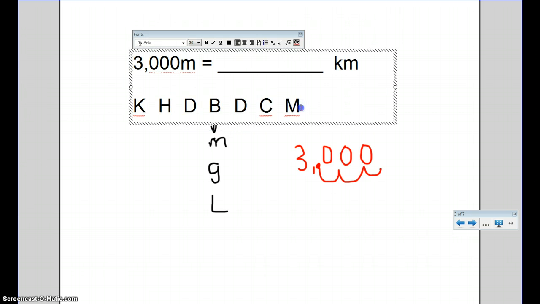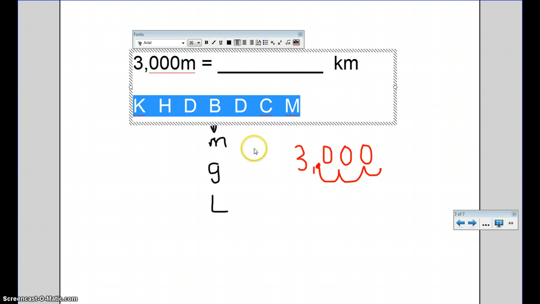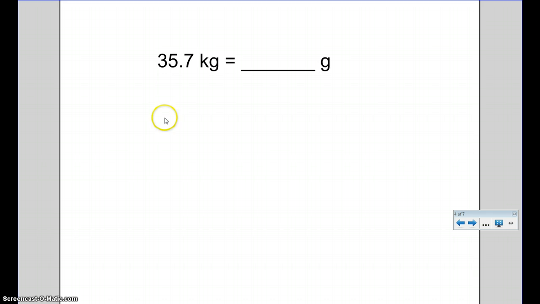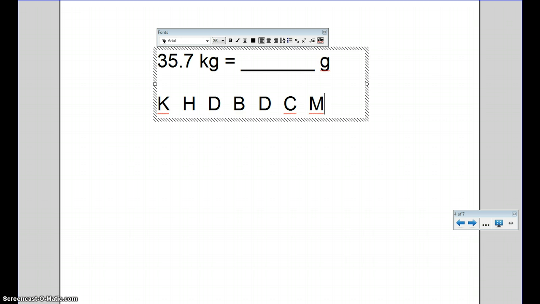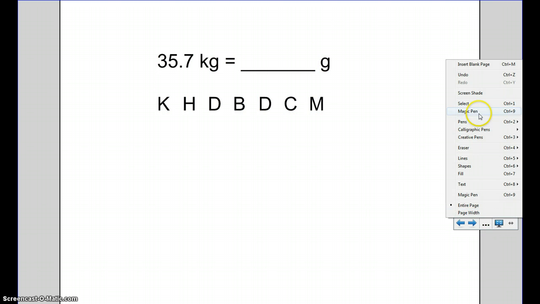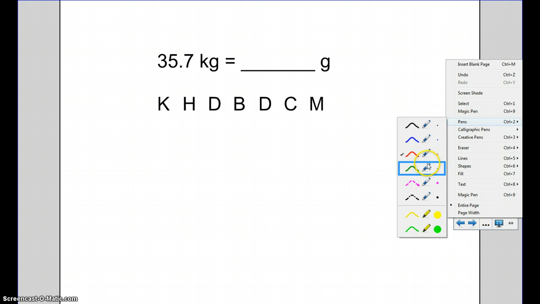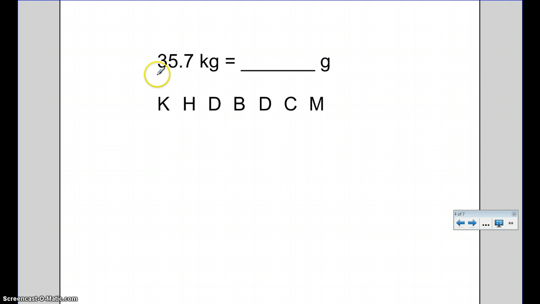First, I'm going to copy my mnemonic device, and I'm going to place it right here. King Henry died by drinking chocolate milk. Okay, my first step here is to think about what unit is my number in right now. It's in kilograms. The kilograms are going to live right here with the prefix kilo. So if I start here, what do I need to convert it to?